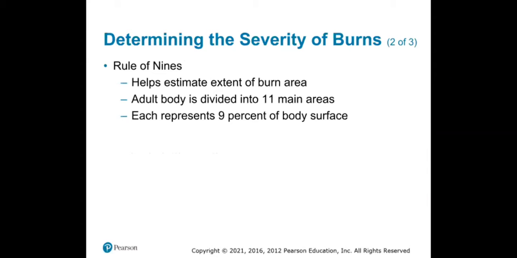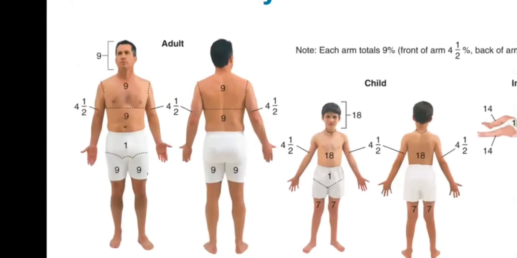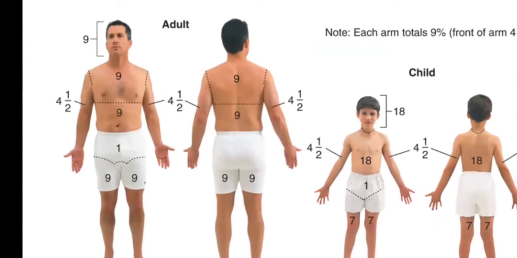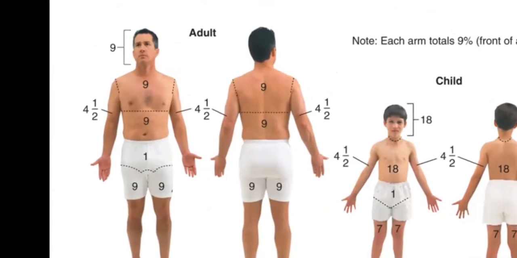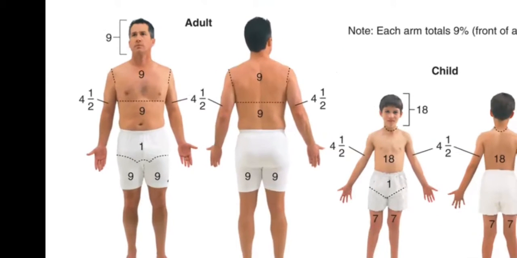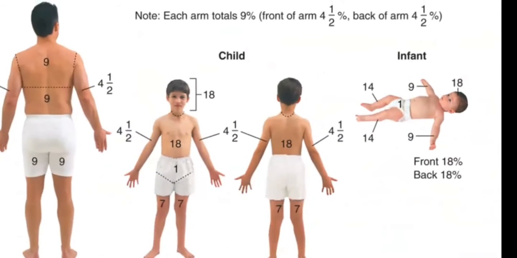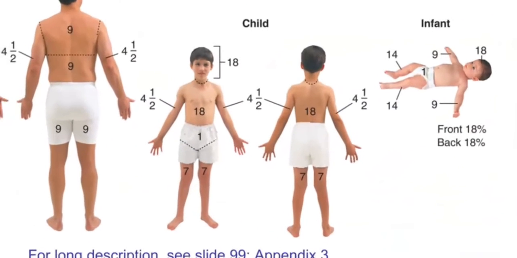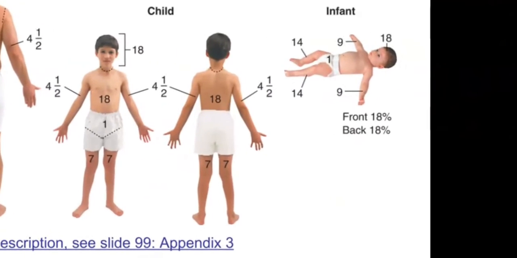Rule of nines helps estimate the extent of a burn area. Adult body is divided into 11 main areas. Each represents 9% of the body's surface. So here's a good picture with the rule of nines. And then a child. And infant.